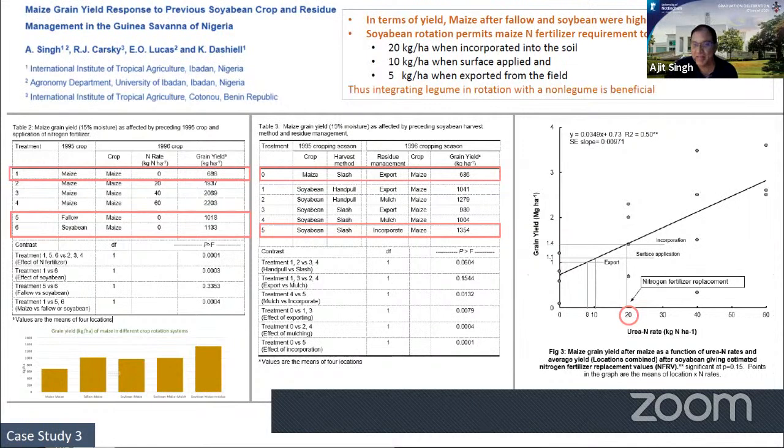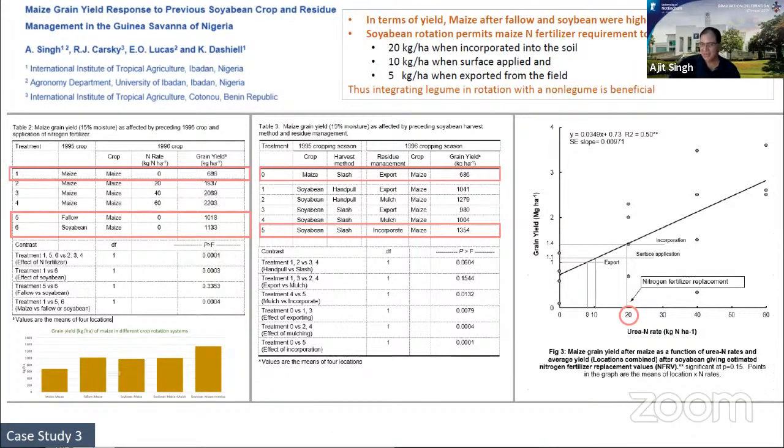Soybean where the residue was exported, there was no residue, was a bit less. And soybean with mulch, it's a bit better. But the best was the one where the soybean was incorporated into the soil. So there was a difference. Mulch did not yield as much as the one where soybean residue was incorporated.